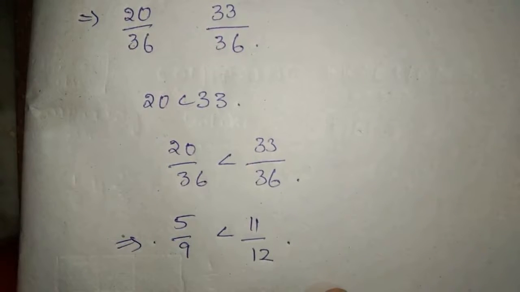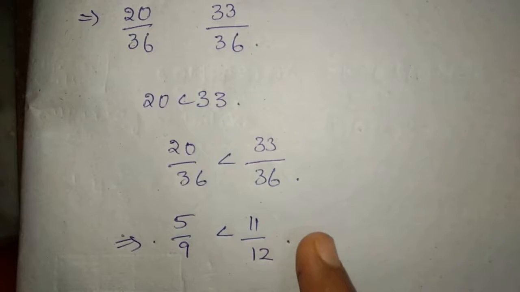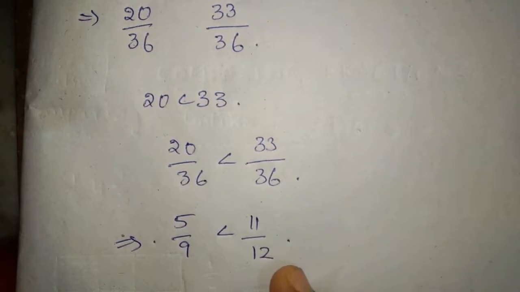So in this way we can compare two fractions by finding the LCM of the denominators and making the two fractions like fractions.